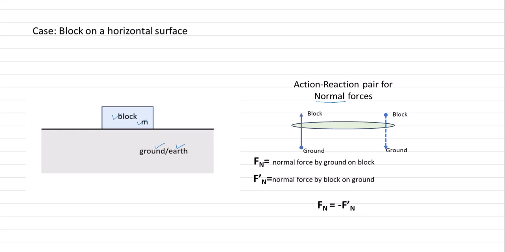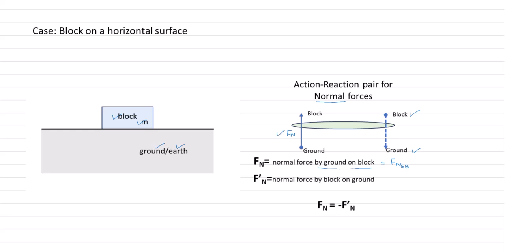So come back to our system of block and then the ground, and let's see what the normal forces are. I can write this as Fn, that's the normal force by the ground on the block. I could have also written this as Fn by the ground on the block, but I don't want to complicate it for understanding purposes, so I will keep it simple and call it Fn.